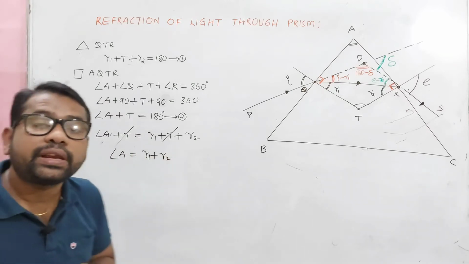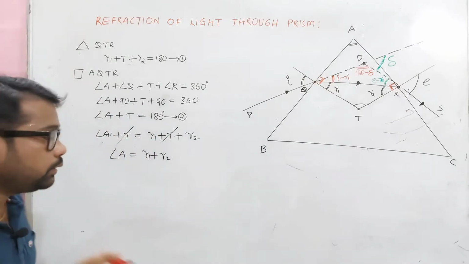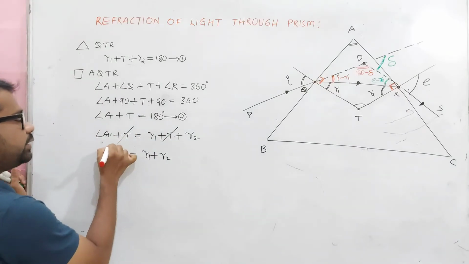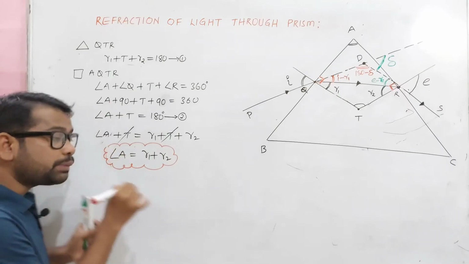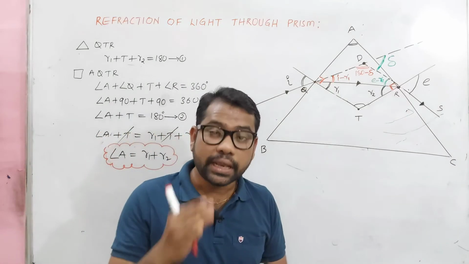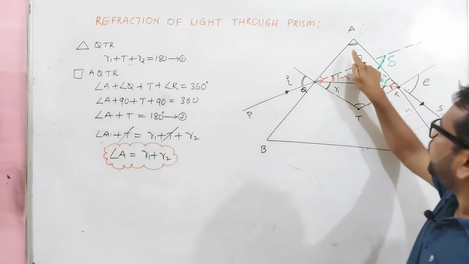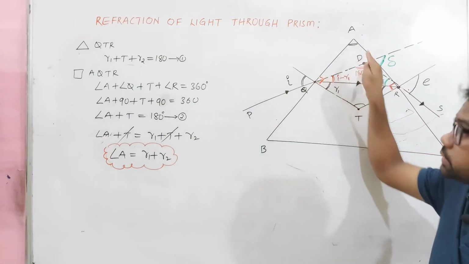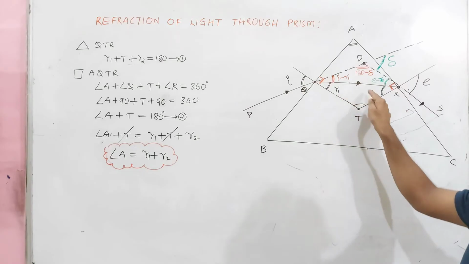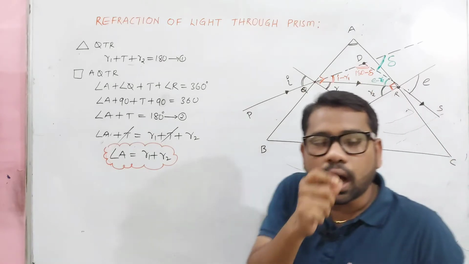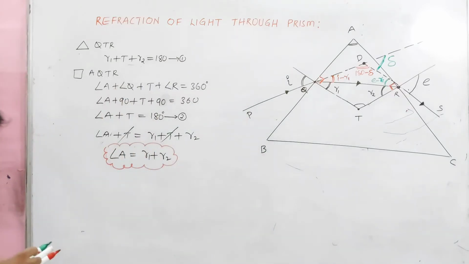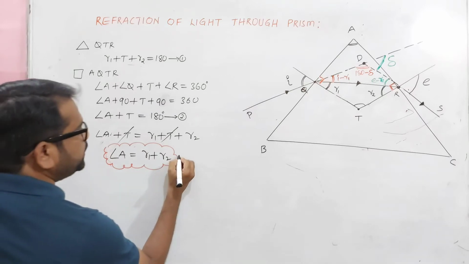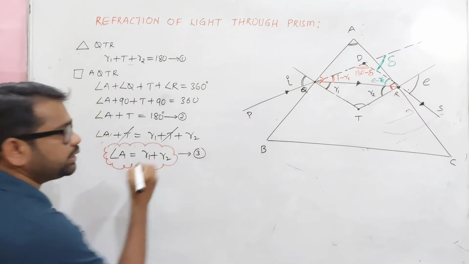Children, this is very important. It's one of the conclusions here. The angle of the prism is always equal to the sum of the angles of refraction. I repeat once again: the angle of the prism is always equal to the sum of the angles of refraction. So, A is equal to R1 plus R2. It's a very important conclusion. Let it be equation 3.